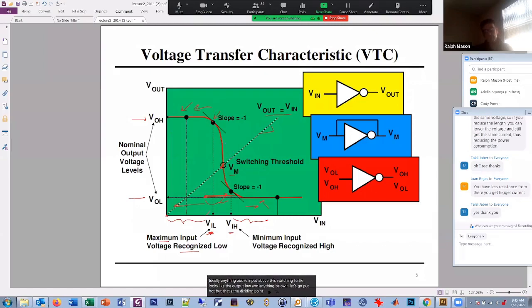But we don't want to be in this area at all. This is kind of a bad zone. But that's kind of like the center of that zone, if you want to think about it.